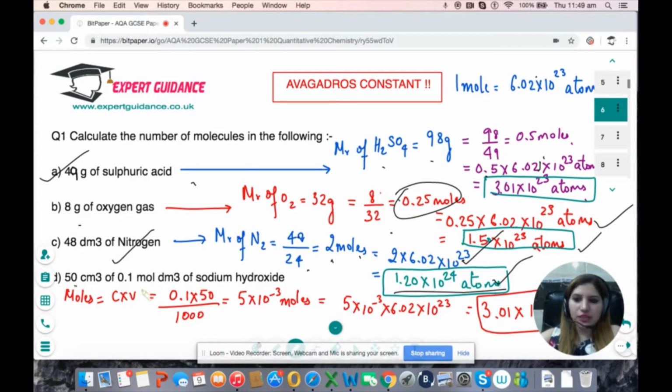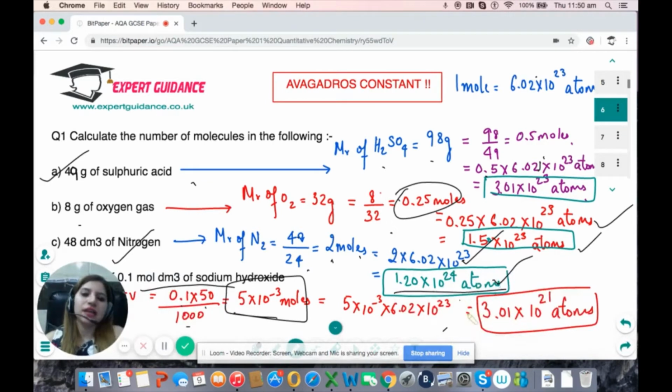50 centimeter cube of 0.1 moles per dm cube of sodium hydroxide. Moles is concentration times the volume. The concentration is 0.1, volume is 50 over 1000 because it is in centimeter cube. That gives us 5 times 10 power minus 3 moles. We'll times it by the Avogadro's constant and we get 3.01 times 10 power 21 atoms.